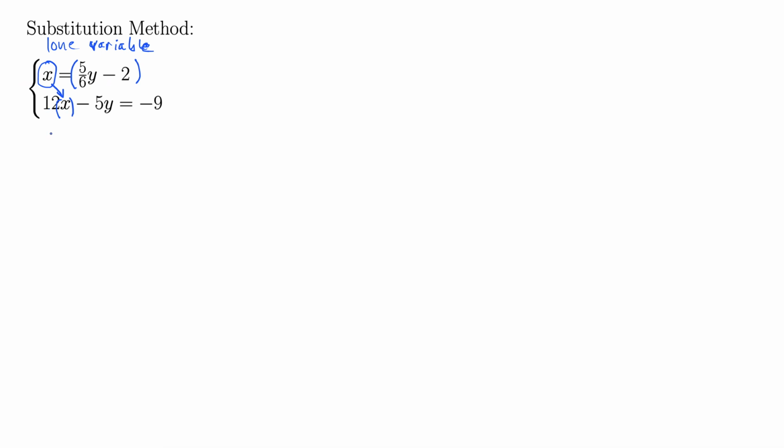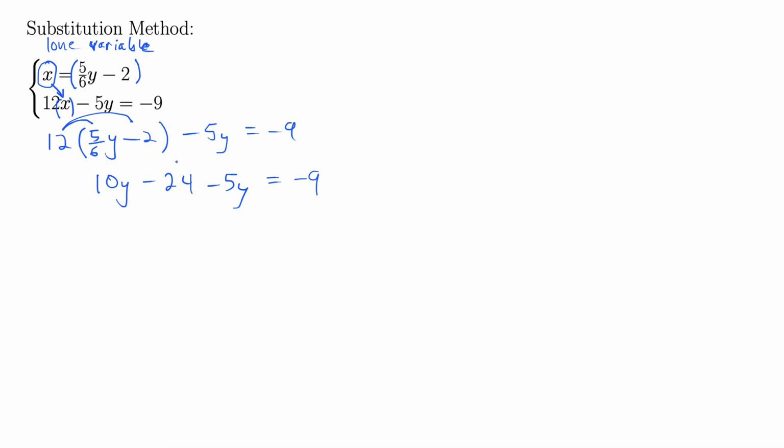So when we rewrite this, when we make the substitution here, we have 12 times parentheses 5/6 y minus 2, minus 5y equals negative 9. Okay, and now we have our equation just in y, which is great. Let's distribute this 12 through. When we do that, we have 12 divided by 6, which is 2, times 5 is 10, so 10y minus 2 times 12 is 24, minus 5y equals negative 9.